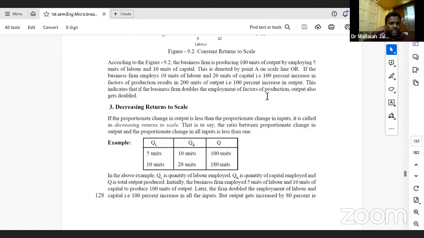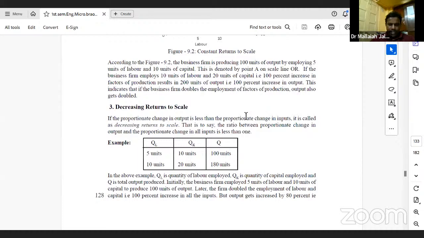Decreasing returns to scale. So that is why the ratio between the proportionate change in output and the proportionate changes in all the inputs is less than 1. In this case, less than 1. The first case is greater than 1. The second is constant, equal to 1. Okay, that you have to remember. So here, decreasing returns to scale.